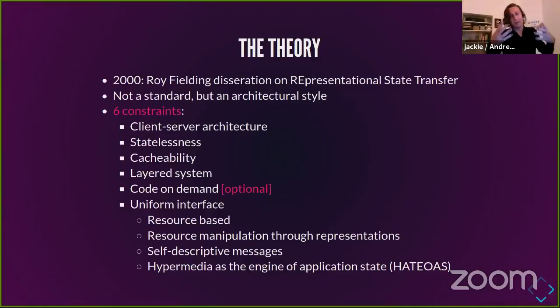And the resource manipulation happens through representations. So I can access a resource through a URL. We call it an endpoint. And for example, get the representation of the resource, or also send the representation of the resource to manipulate it. And these representations are usually JSON data, but it doesn't have to be JSON.